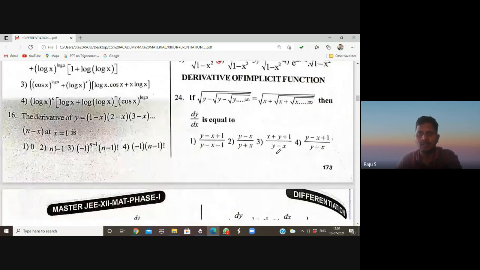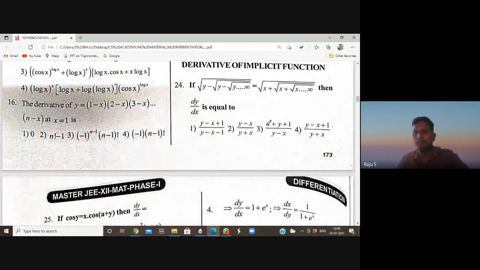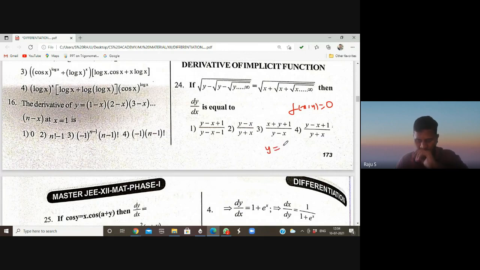Simple question. Now, the derivative of an implicit function. It is a function in the form f of x comma y equal to 0, which we cannot write in the form y equal to a function of x.